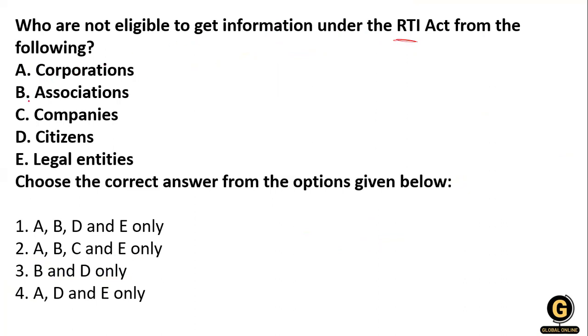That is a corporation, association, company, citizen, and legal entity. Who is not eligible to get information under the RTI? You know that RTI, the Right to Information, is applicable only to a citizen of India who is a person. Not any kind of company, corporation, association, or legal entity. But there is one exception.